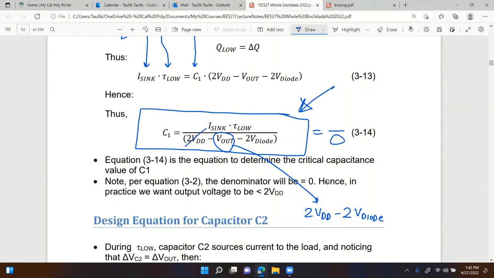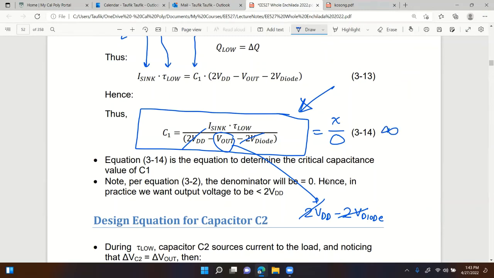So 2 VDD cancels, right? And then the minus 2 becomes plus. This is going to be plus, right? So this is going to cancel with that. So we have 0 at the denominator, right? Whatever is divided by 0 gives you infinity.